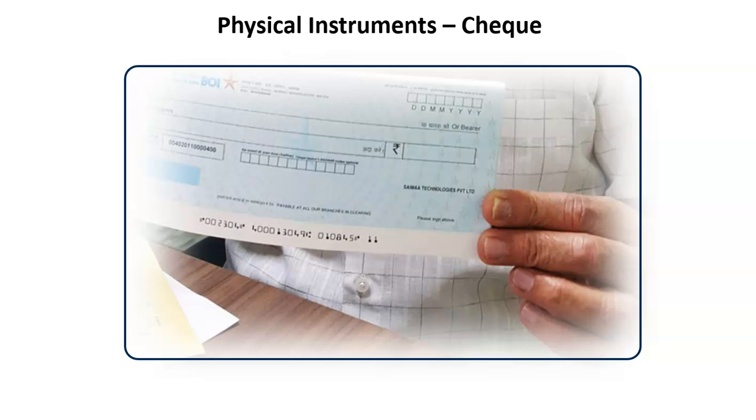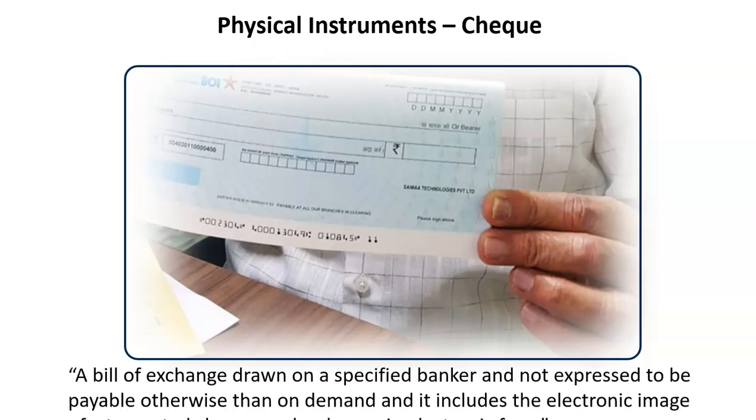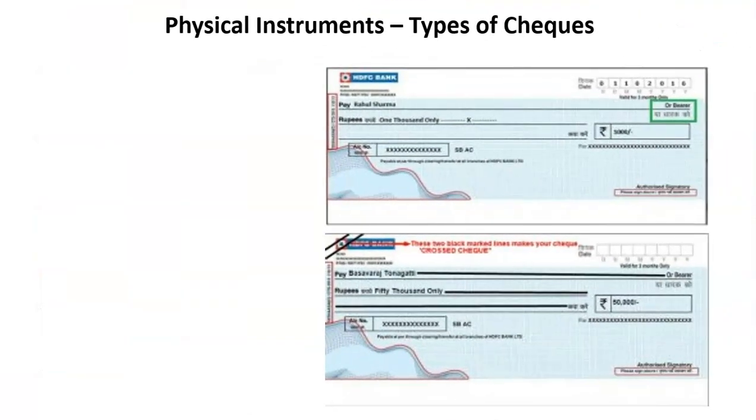Now this is a physical instrument. This is a check. You can see at the bottom there is a 9-digit code after the check number. It is a bill of exchange drawn on a specified banker, not expressed to be payable otherwise than on demand. It includes an electronic image. We call it CTS, Check Truncation System. We have various types of checks here also. So we are just discussing here.